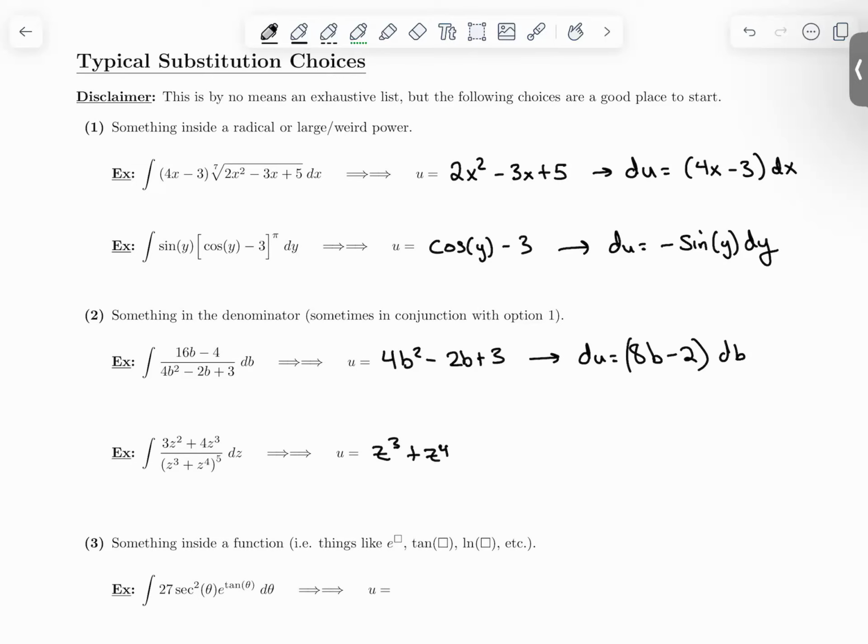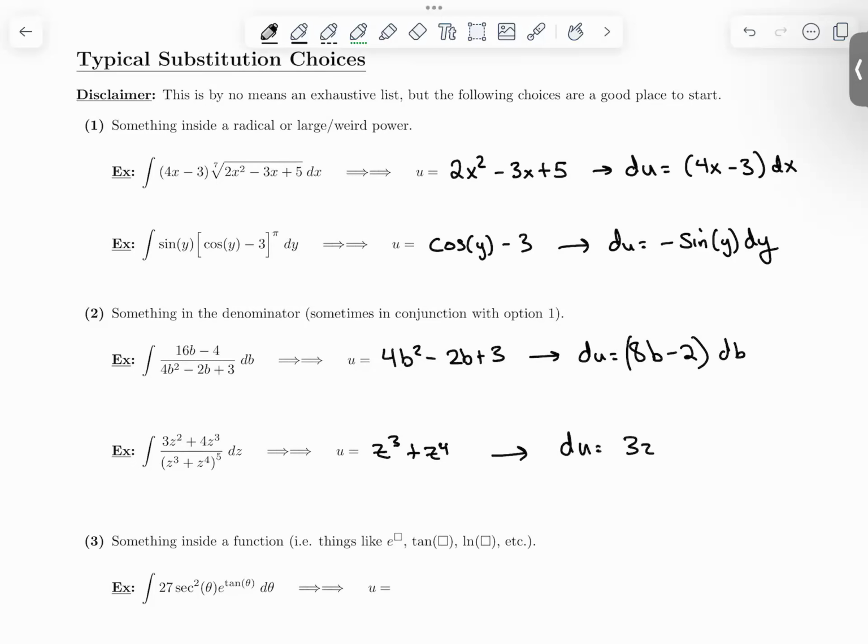Because remember, the whole thing is being multiplied by, yes. With these problems here, this is just showing you what you should choose for u. I'm not actually solving these problems. That's for later on. We're going to do several of them soon that actually go through the whole process. So in this case, du would be 3z squared plus 4z cubed times dz, and solving for that, I guarantee you will get the right answer.